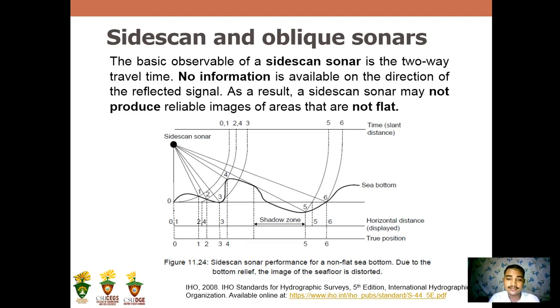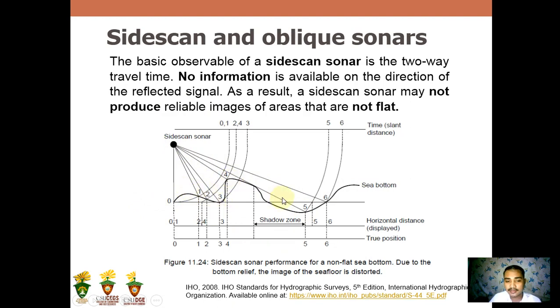No information is available on the direction of the reflected signal, and as a result, a side scan sonar may not produce reliable images of areas that are not flat. Why can we say it is not reliable in non-flat areas? For example, in this illustration, this is the terrain of the seabed. These are the single beams, the sound waves travel, bounce back, and we get the echo. As you can see, class, from 1, 2, 3, 4, it is still okay. It can still characterize the changes in elevation.